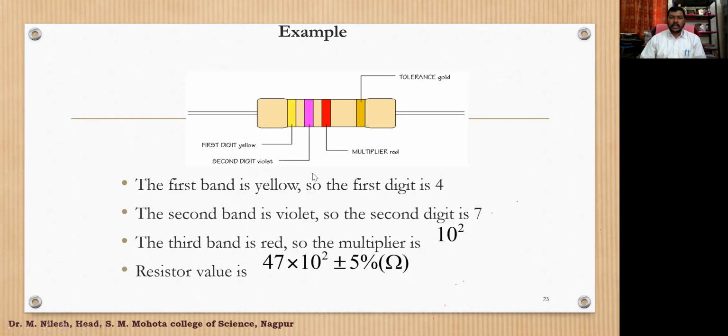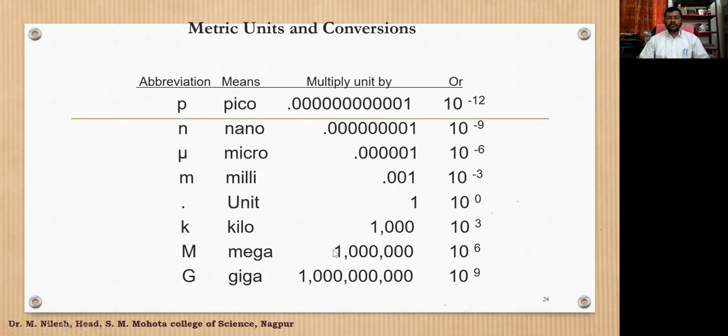Then this is how we can calculate. The first band and second band numbers are written directly, 4 and 7, so that is 47, and multiplied by 10 to the power of the third band, that is 10 to the power 2. And the fourth band, that is gold, gives you plus minus 5% tolerance. So that is the resistance. And these are some of the units which you might be able to remember.